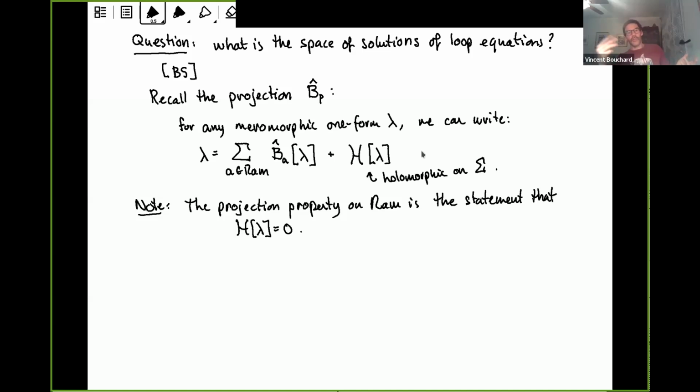Right, so it's just equal to its projection, the sum of its projection at the ramification points. So you can always do that for any meromorphic one form that only has poles at the ramification points. So I should add that: that only has poles on.